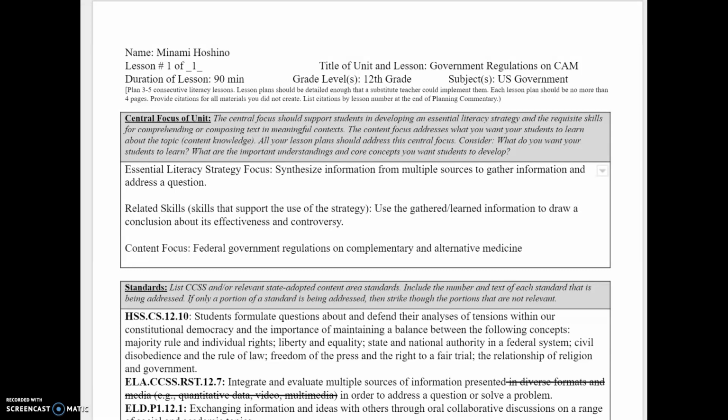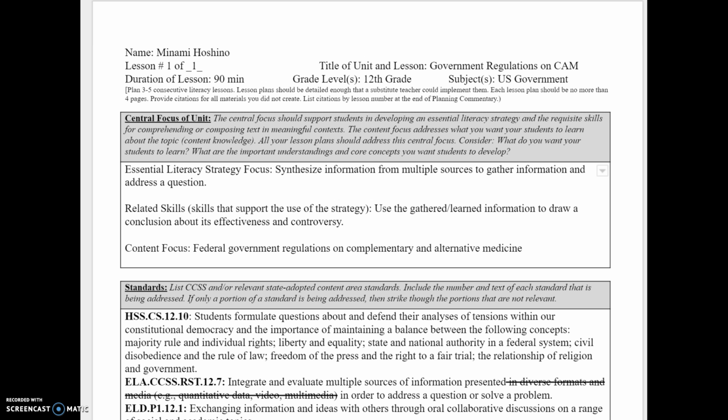Hey everyone, so here's my lesson plan for a 12th grade US government class. The duration of the lesson is planned for 90 minutes. The title of the unit in the lesson is Government Regulations on CAM, or Complementary and Alternative Medicine.